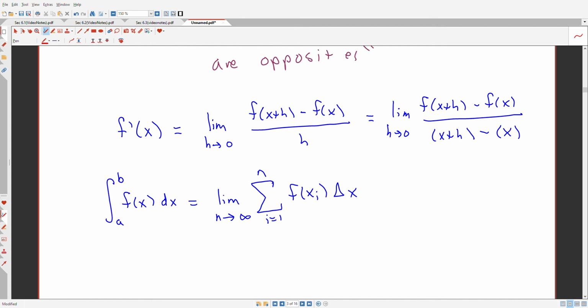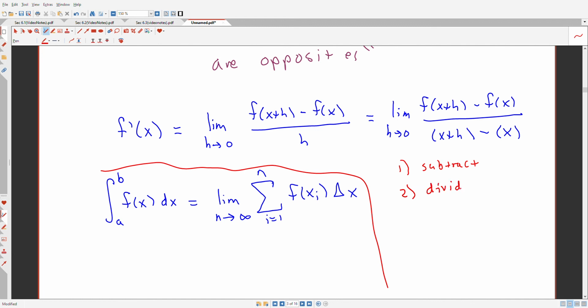We have into this, so let me make a little dividing line. Into this first one up here, we have step 1. First, we're going to, let's see, I want to say this really, really carefully. Step 1, we first subtract, right? So we subtract some y values, and then step 2 is we divide by a change in x.